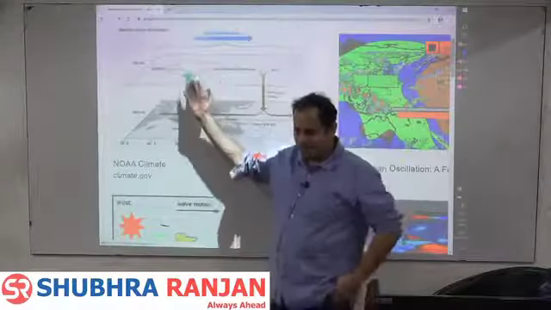You can see उसका image. Enhanced phase, ये पूरे region में बहुत heavy rainfall होगा, including India, and this region will be suppressed phase. That is, it will be a dry region.